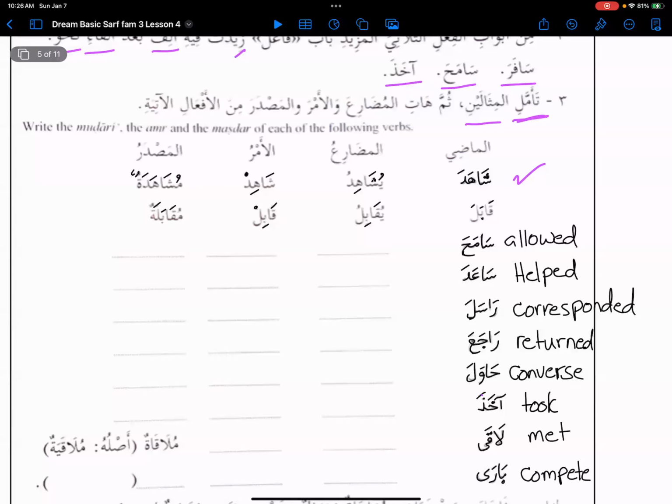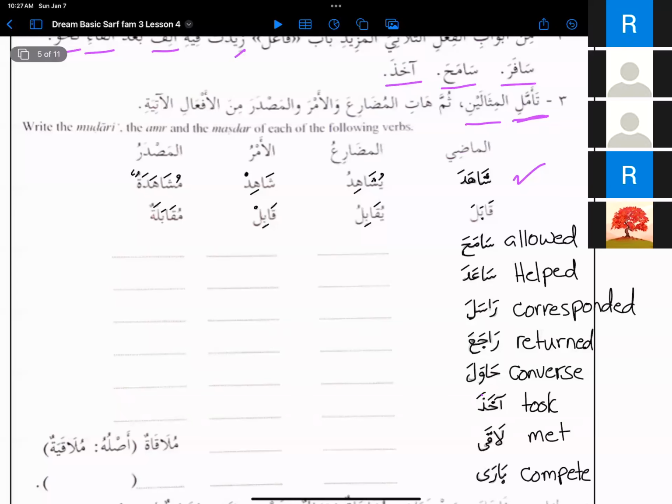Raja'a, return. Hawala, converse. In Surat Al-Kahf, wa huwa yuhawiluhu, right? So they were conversing with each other. We know they were conversing, but who was talking more and who was showing off and all that? The one with the garden, right? So with that, hawala is used. Subhanallah. Then akhadha, took, right?